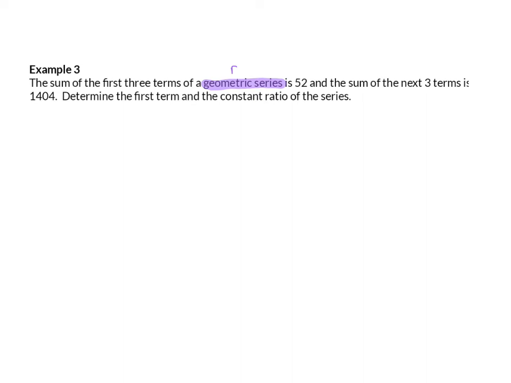The next part of information is they say the sum of the first three terms. So for sum, we are going to work with an S formula instead of T, the first three terms, and they say that it is 52. So when we add the correct formula, we can now go and substitute. So S of 3 is A(R to the power of 3 minus 1) over (R minus 1), and that is equal to 52.